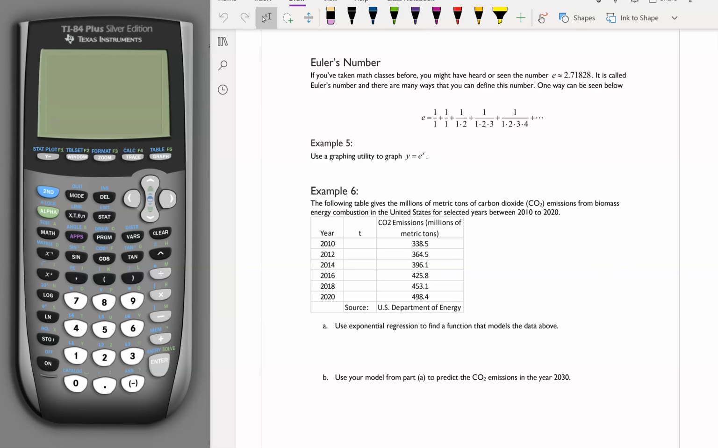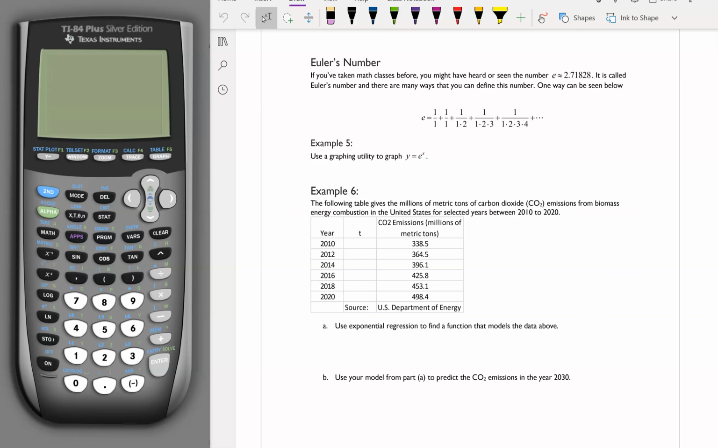Hi everyone. So if you've taken a math class before, you might have heard or seen the number e, which is approximately 2.71828. It is also called Euler's number, and there are many ways that you can define this number.